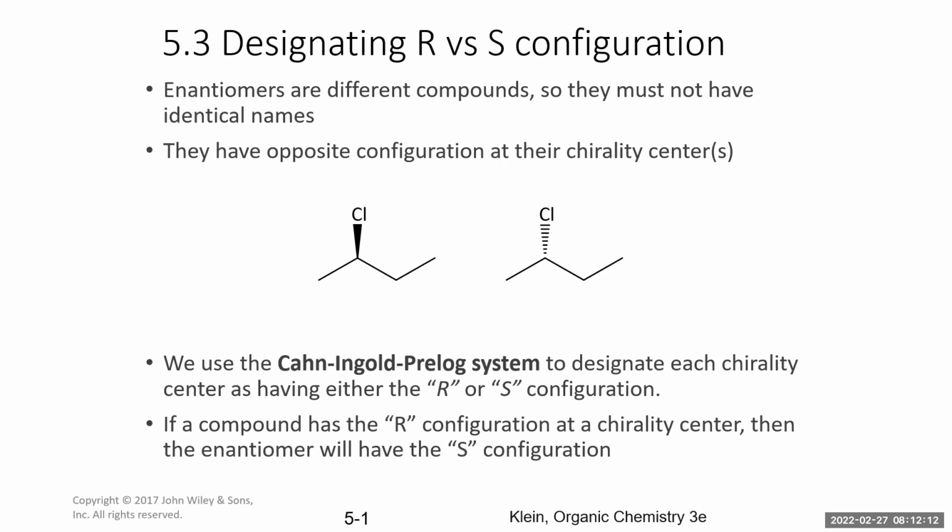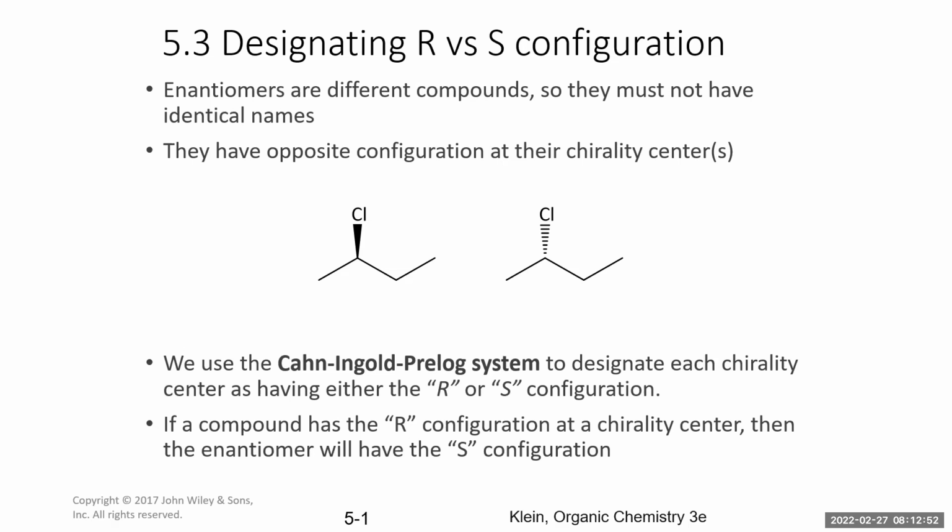So hopefully by now you've convinced yourself that molecules like the two on the screen below are different compounds, and they're related as enantiomers. But if they're different compounds, then they can't have the same name. So for example, this group attached to a butane would be called 2-chlorobutane. And if this is called 2-chlorobutane, then this can't also be called 2-chlorobutane because they're different compounds. But in fact, they're both 2-chlorobutane.